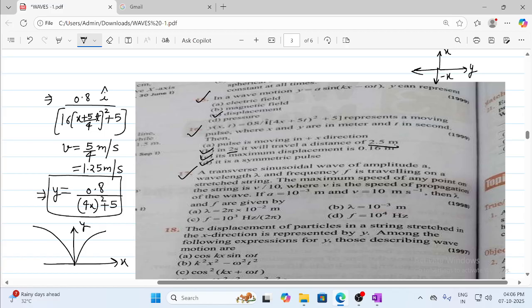Question number 17. A transverse sinusoidal wave of amplitude A, wavelength lambda and frequency f is traveling on a stressed string. The maximum speed of any point on the string is v by 10, where v is the speed of propagation of the wave. If A is 10 to the power minus 3 meter and v is 10 meter per second, the lambda and frequency is given as.